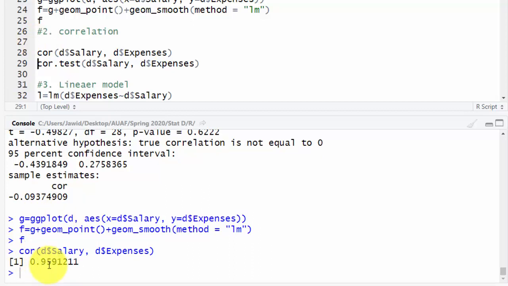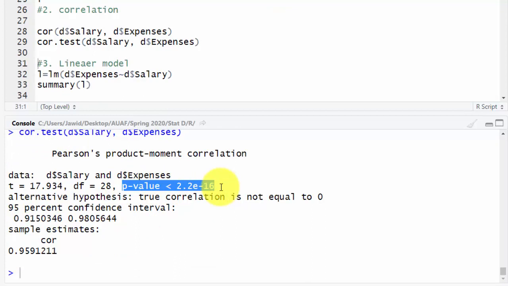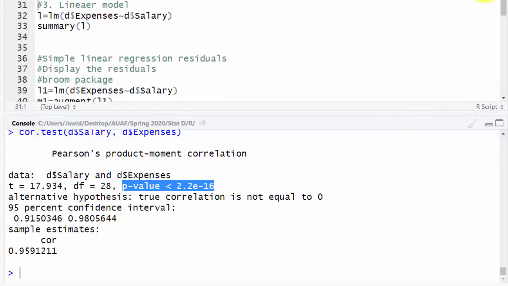I can test the significance of the correlation, the p-value for which is 0, and it's an indication of significant correlation between the two. That means the impact of salary on expenses is very high. In order to see the amount of impact and the direction of impact, whether increasing salary would increase or decrease the expenses, that's the direction of impact. The size of the impact is the value of the estimated coefficient.